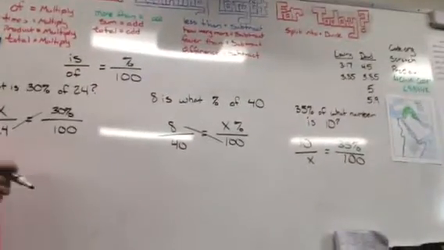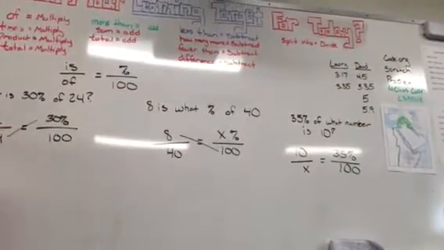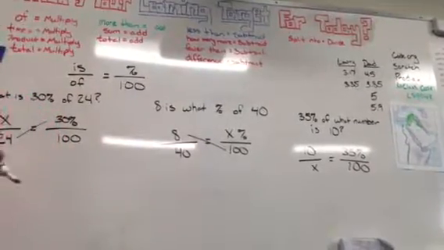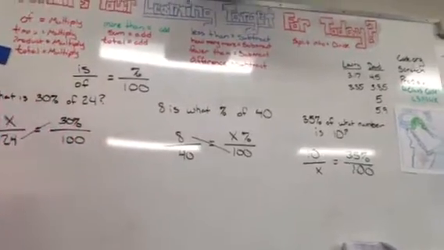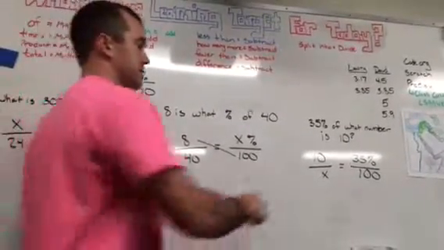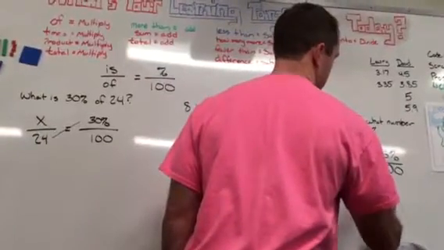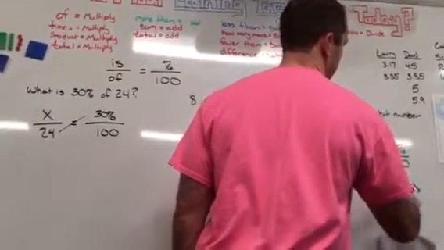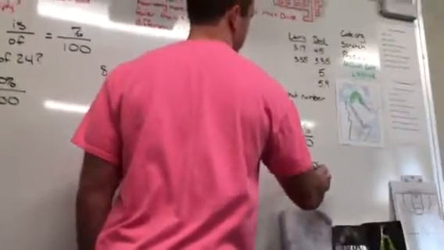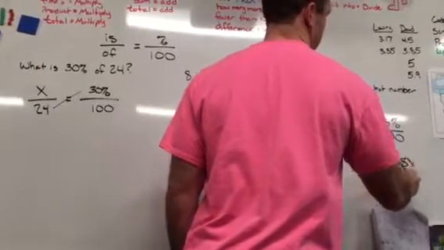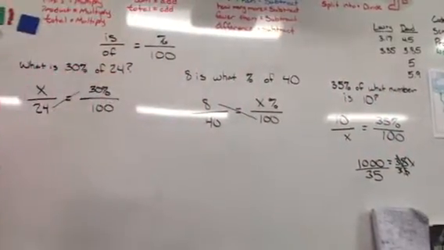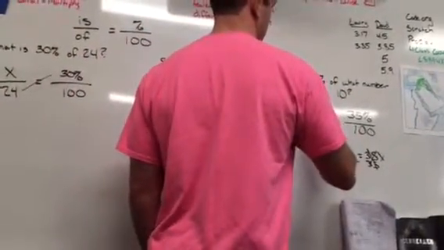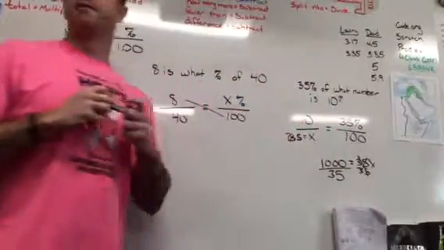Cross multiply and divide. What do you get? 10 times 100 is 1,000 divided by 35. 1,000 divided by 35. Can someone give me that? So this is 1,000 equals 35x. We divide by 35. What is it? It's 28.5. Alright, there we go. So x equals 28.5.